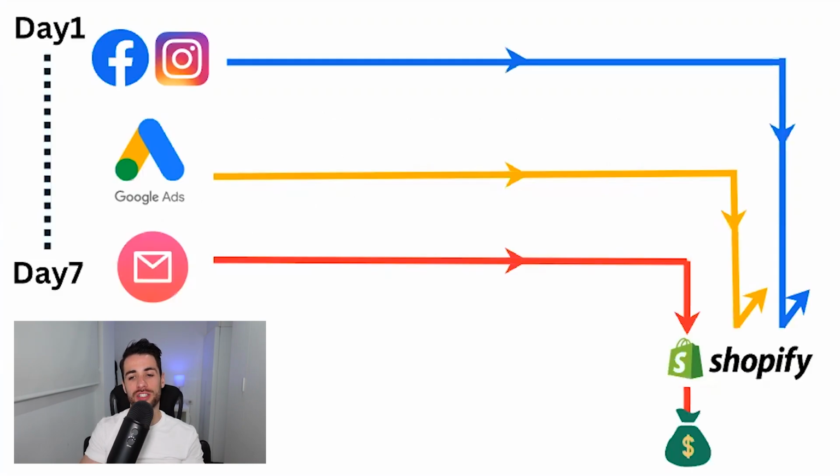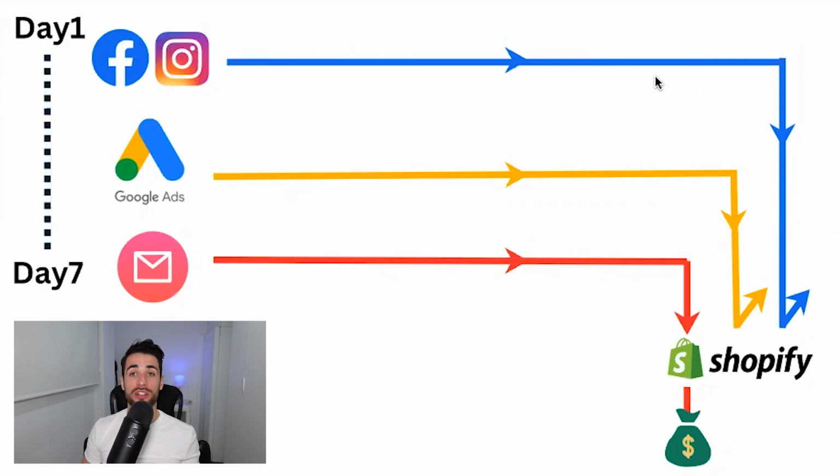This is a typical customer journey to purchase a product. So if we look at day 1 to day 7, your customer is going to first see an ad on Facebook and Instagram. They're going to come along and visit your Shopify store, get a bit more information, but they're doing something else, so they bounce for now.